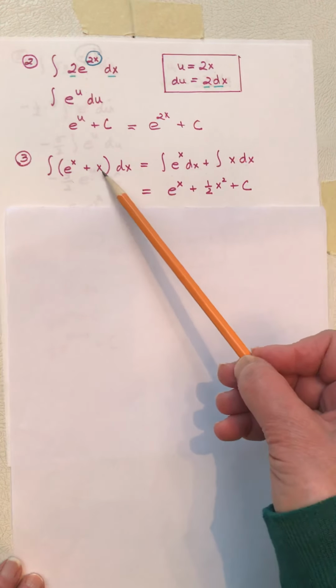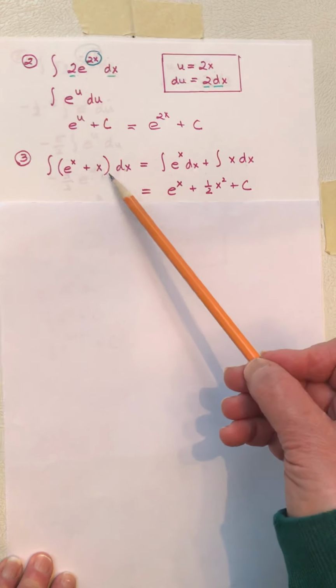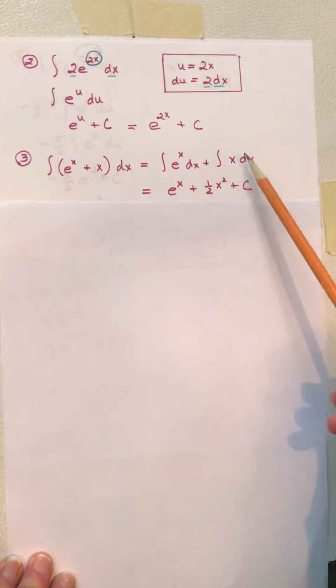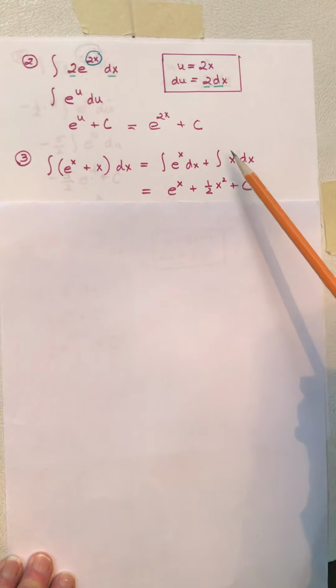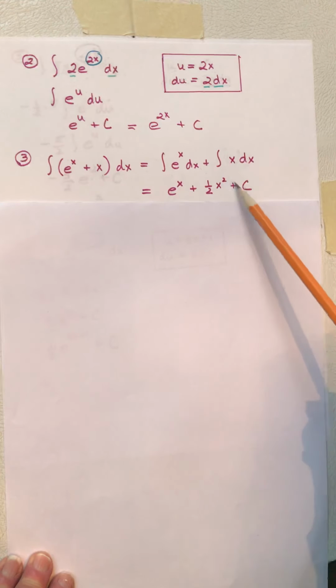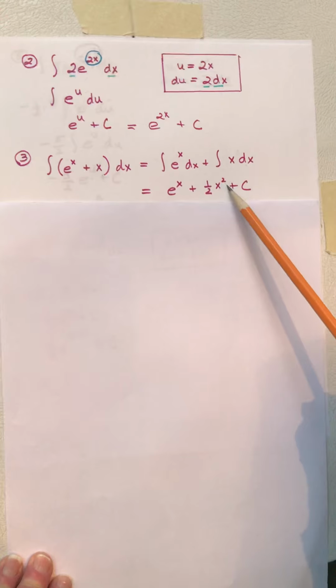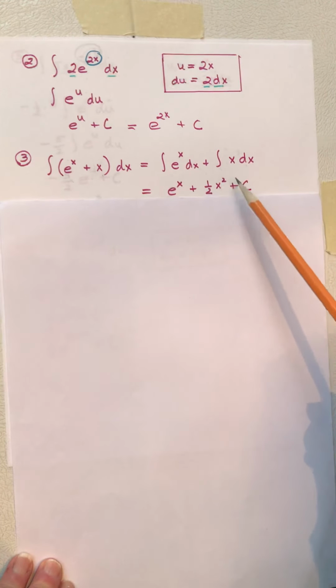And then we're going to integrate x like we know how to do, our power rule of integration, which is we add 1 to the exponent. We add 1 to the exponent, we get x squared. We divide the coefficient 1 by the new exponent 2, and we get 1/2 x squared. So our answer is e to the x plus 1/2 x squared plus c.